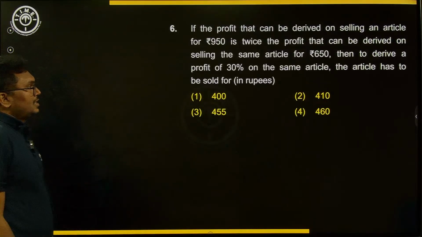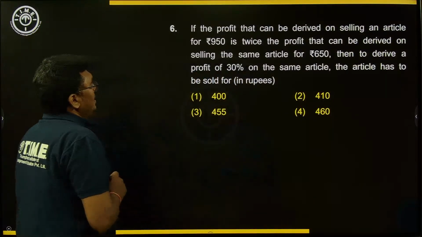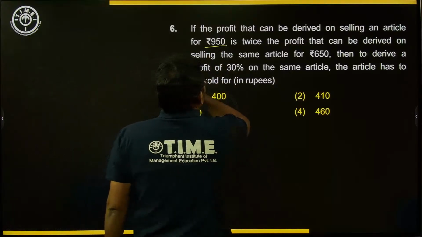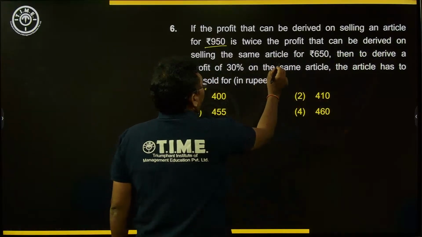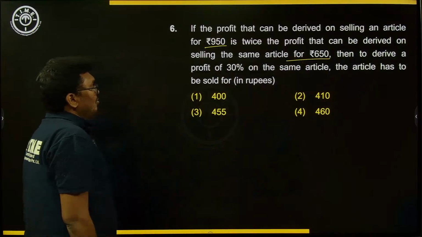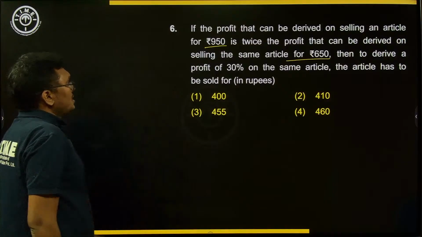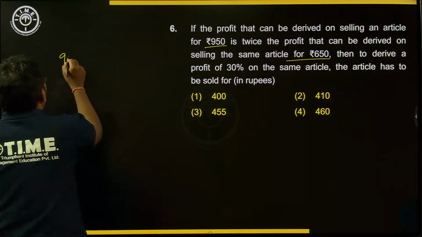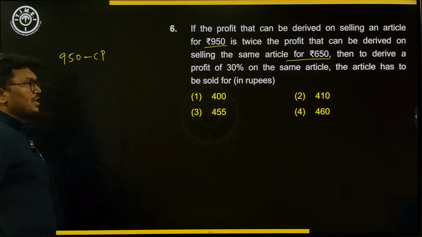Next, let us see question number 6. If the profit that can be derived on selling an article for 950 is twice the profit that can be derived on selling the same article for 650. So the selling price is 950 and we don't know the cost price in the two cases. So what is the profit? Selling for 950, profit is selling price minus cost price. So this is the profit in the initial case.